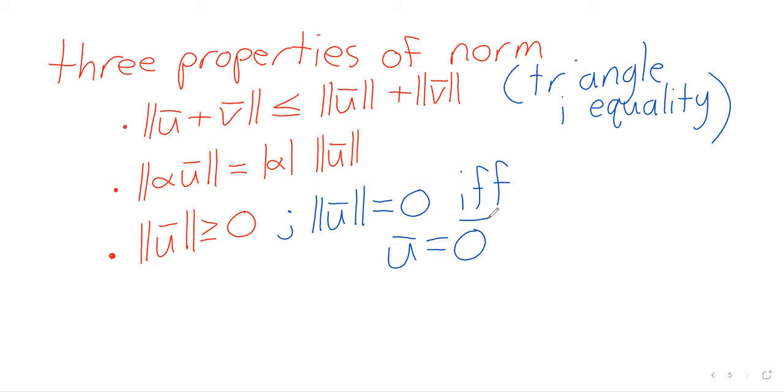And again, I hope this makes sense geometrically. If you think of a vector in R2, it looks like a line segment. Any line segment has a positive length. It's only the zero vector, which is just a dot at the origin, that can have a length of zero.